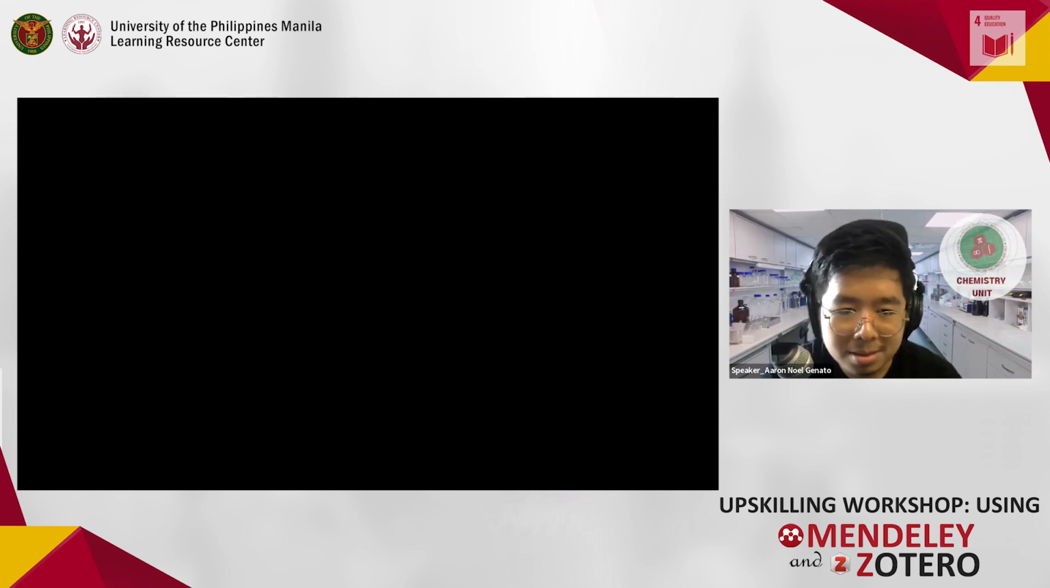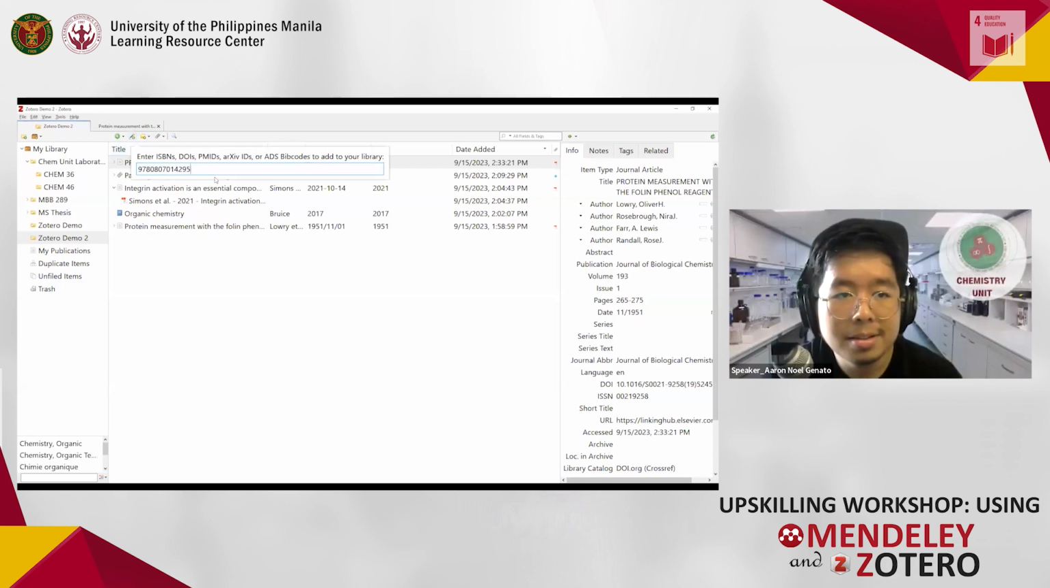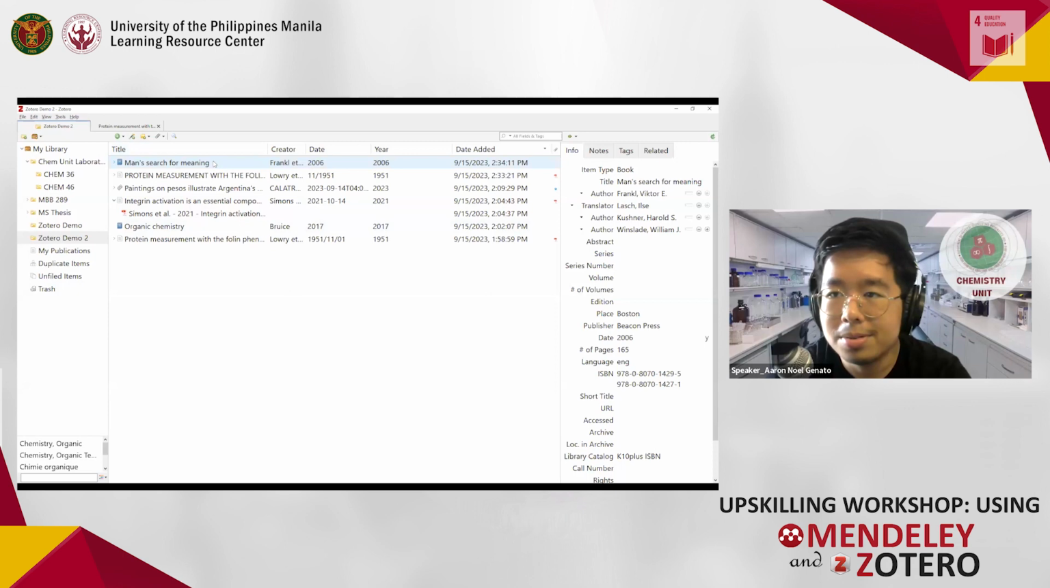I'll go back to my Zotero. And then I will add that. Okay. So I'll press enter. And then lalabas din yung article, yung book in this case. Okay? So, yun yung medyo magandang function ni Zotero. You can actually get the references from identifiers lang just by searching. It has its own database kasi to look for all those.